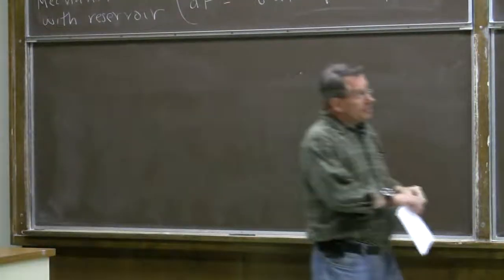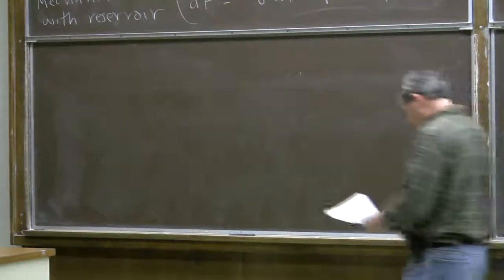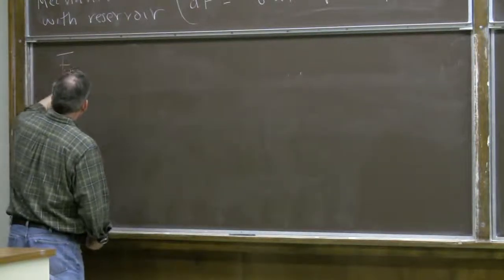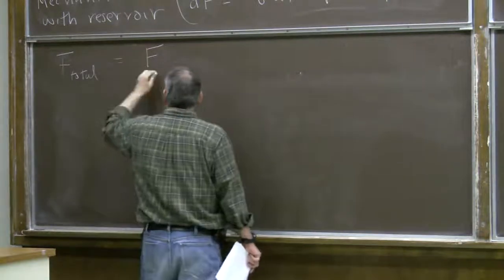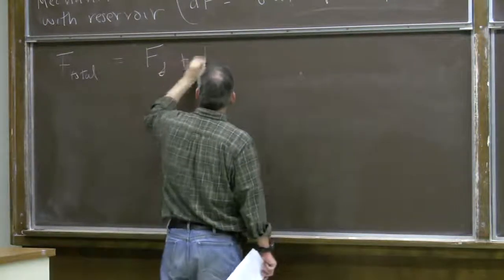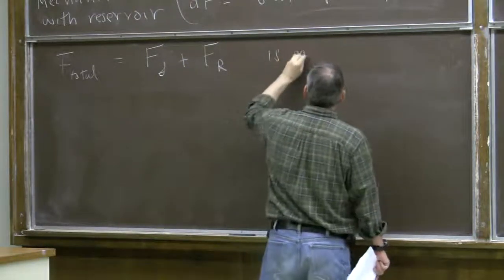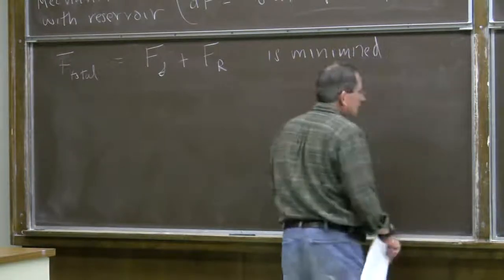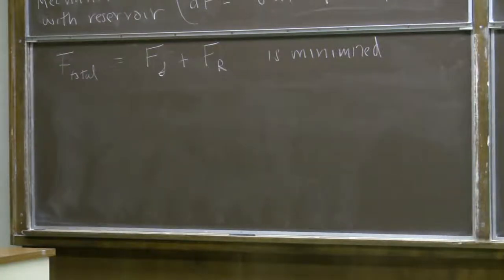So now, the system and reservoir together are going to want to minimize their Helmholtz free energy. So F total, which is the sum of the Helmholtz free energy of the system plus the free energy of the reservoir, is minimized. We can adjust the volume of the system, but there's a corresponding change in the volume of the reservoir.